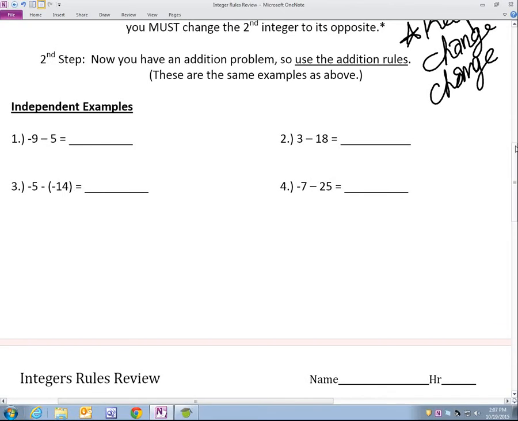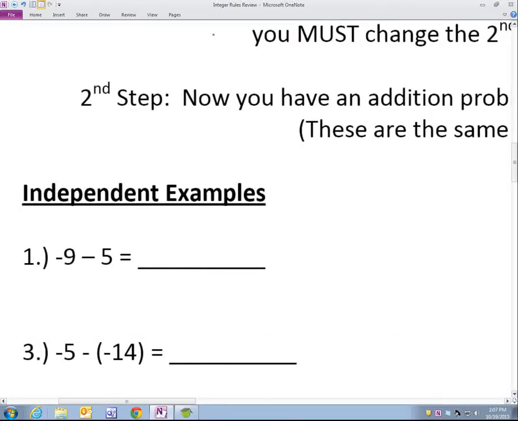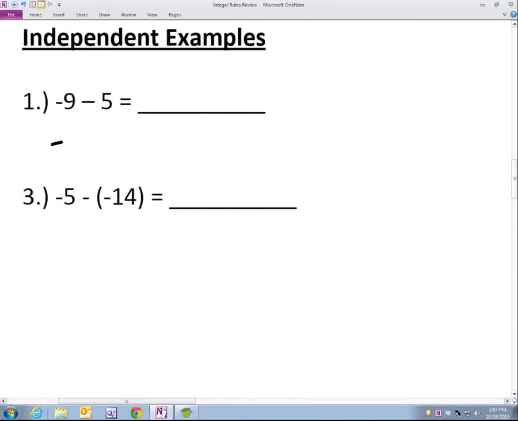All right. The independent examples. So I'm going to keep, I'm going to change, and I'm going to change. Now, it's just like the addition property. Yes? Can we just do keep and then change? Now it's just addition. So we have the same sign, so we know that we're going to be adding 9 and 5 and having it negative.